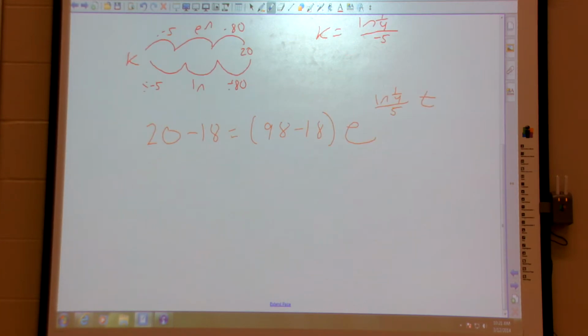Let's clean that up. 2 equals 80 e to the natural log of 1/4 over 5 times t. So I have t times natural log of 1/4 over 5, e to the times 80, divided by 80, natural log, divided by natural log of 1/4 over 5. Done writing? Go ahead and find 3 decimal places.